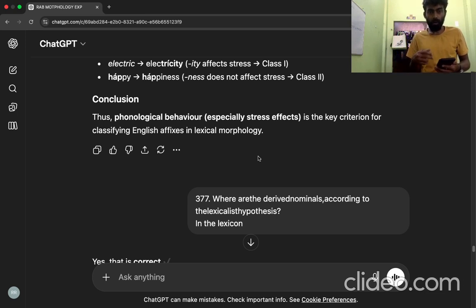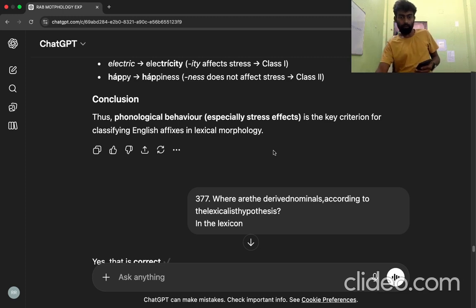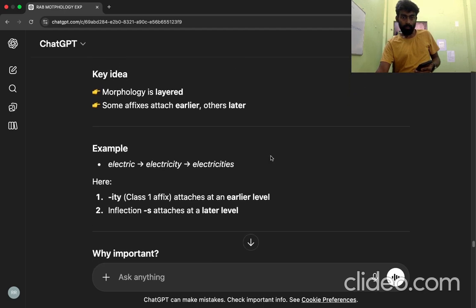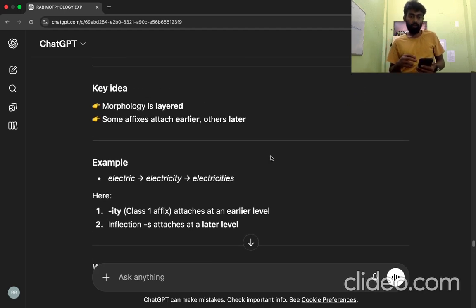I'm way far below what are the um, morphologies there. Some affixes attached later, earlier. Mm.